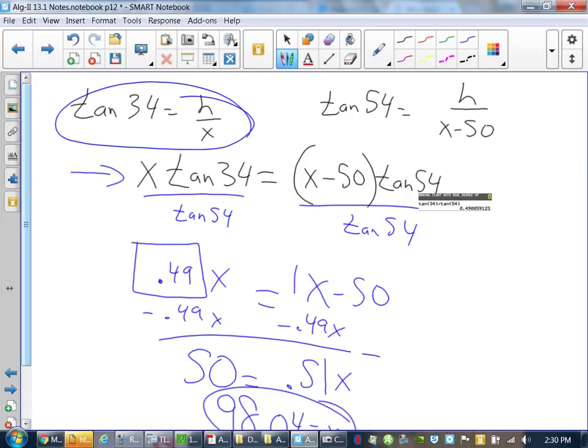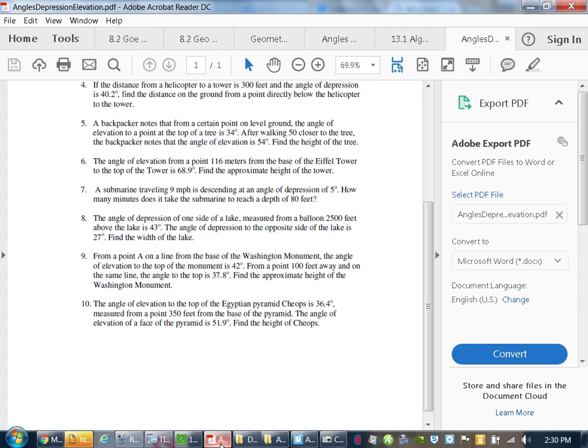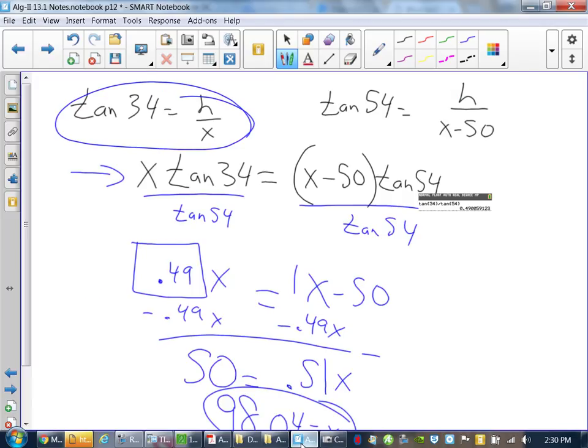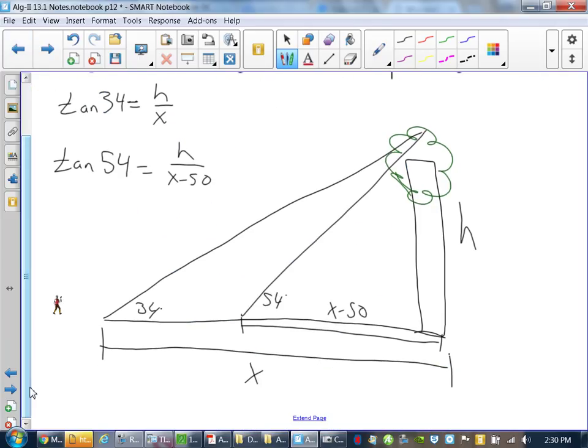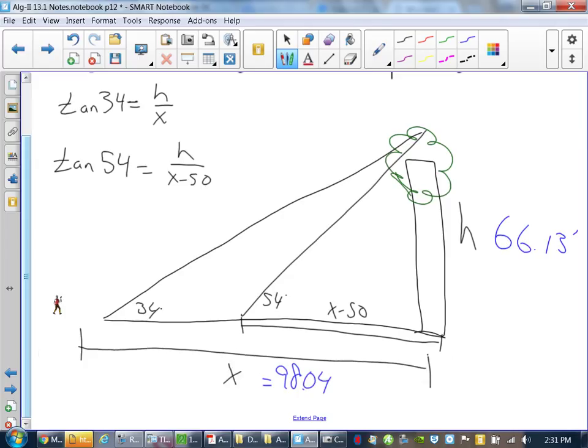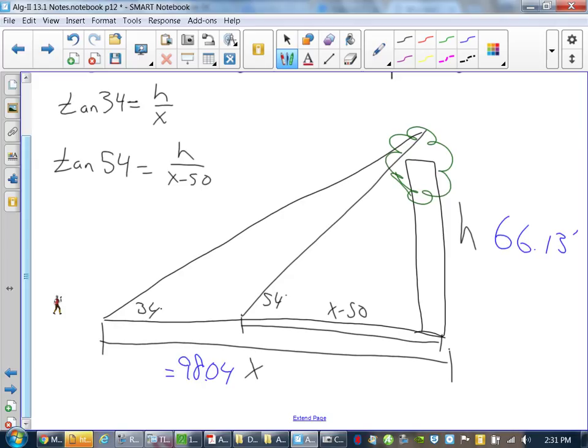All right. The height. So what was the height? Oh, what was it? 66.13. There you go. So the tree was 66 point what? 13. And the overall distance was 98 something. So this overall distance was 98.04, which meant this distance here was 48.04.